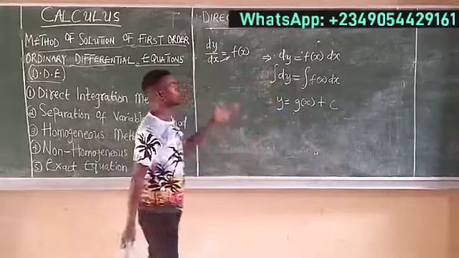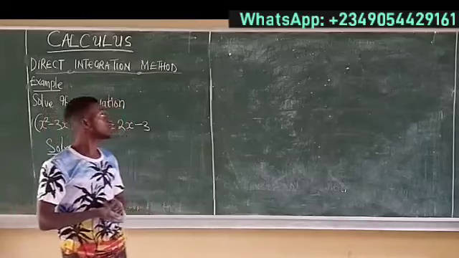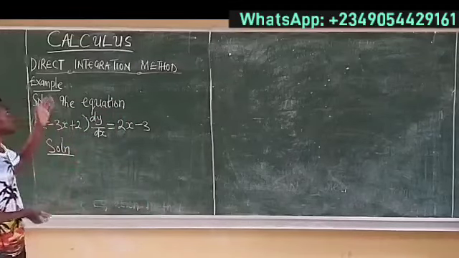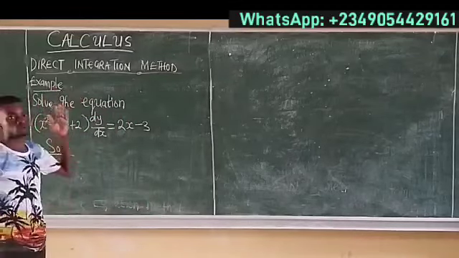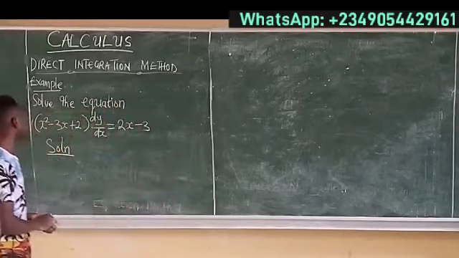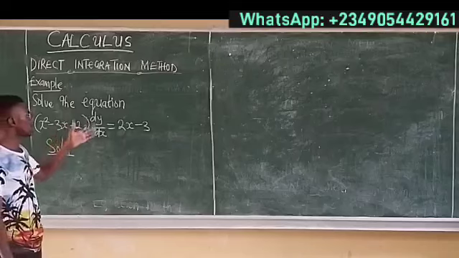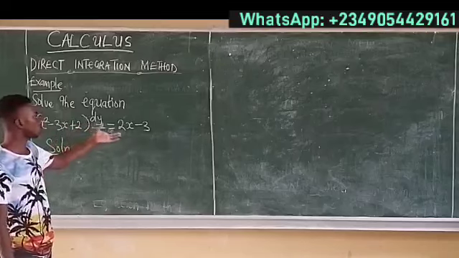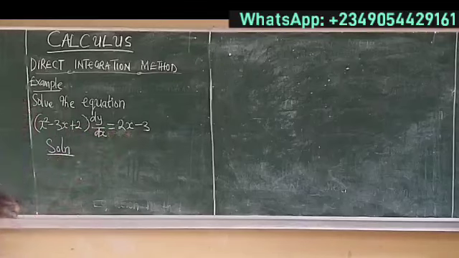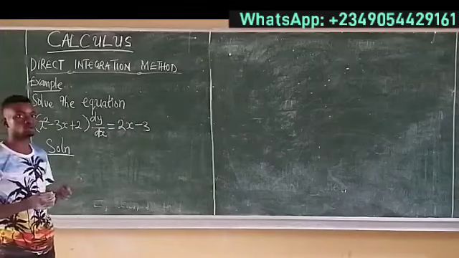Now let's take an example. Welcome back. Let's look at the direct integration method of solving ordinary differential equations. Let's see this example: x squared minus 3x plus 2 times dy over dx equal to 2x minus 3. Let's see how we can solve this using the direct integration method.